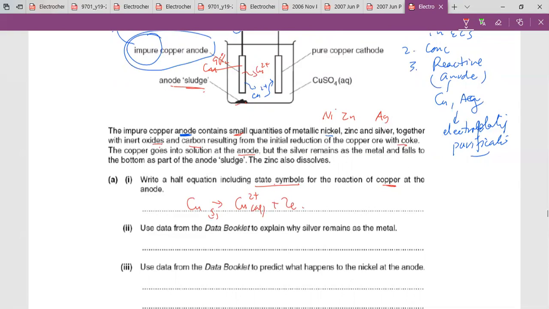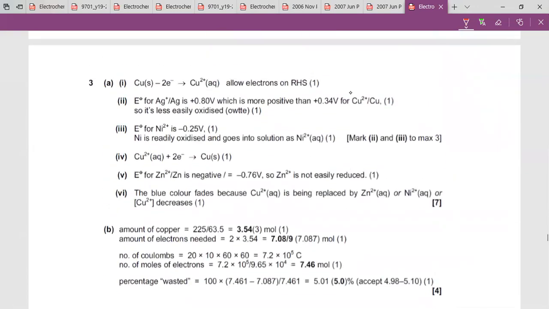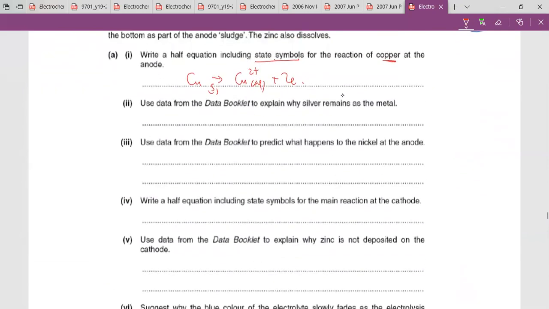Use the data from the data booklet to explain why the silver remains as a metal. Now I want to show you this. See, now this is the answer. Copper goes to Cu2+, plus 2 electrons, on the right hand side. Now, the question here: use the data from the data booklet. That means that you must use the original E naught values. Explain why silver remains as a metal.